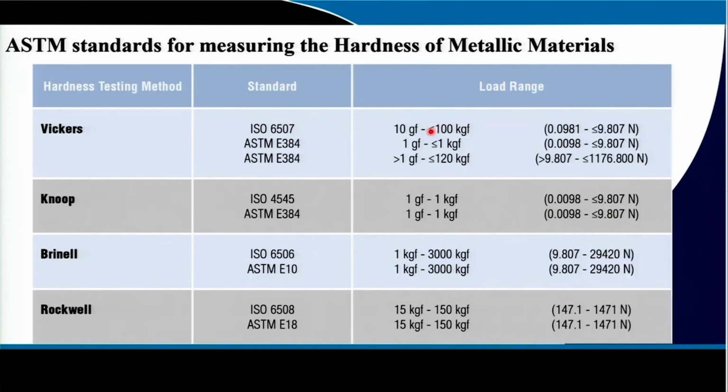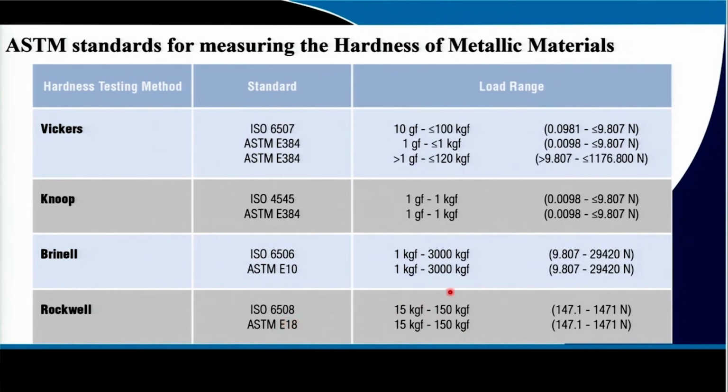If you quickly go through the ASTM standards for measurement of hardness of metallic materials, you will see that for Vickers, ASTM E384 is the standard, or ISO 6507, where the load range is usually from 10 gram force to less than 100 kg force. This is for normal hardness, and 1 gram force to 1 kg force is for surface micro hardness measurement. Similarly, for Knoop hardness testing the load again varies from 1 gram force to 1 kg force, and the specifications are ASTM E384 or ISO 4545. For the Brinell hardness test, the standards are ASTM E10 or ISO 6506, and its load varies from 1 kgf to 3000 kgf. For Rockwell, it is ISO 6508 or ASTM E18.